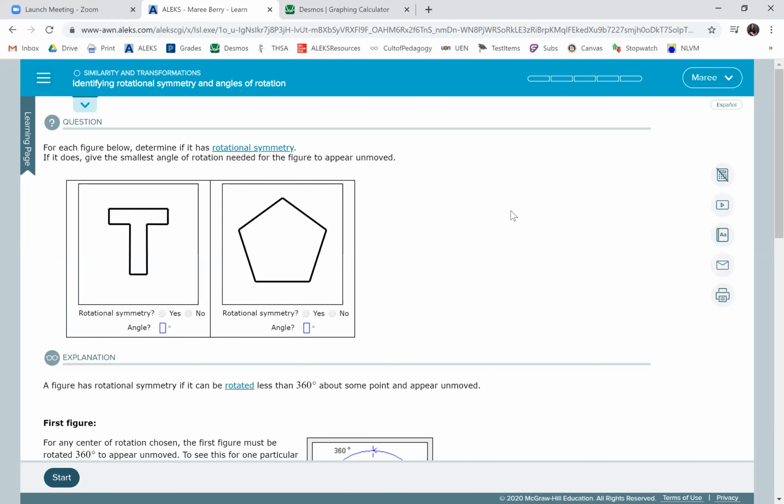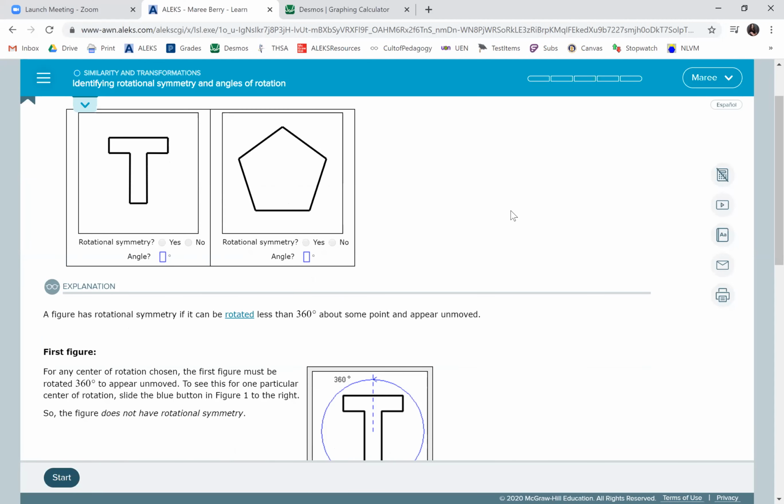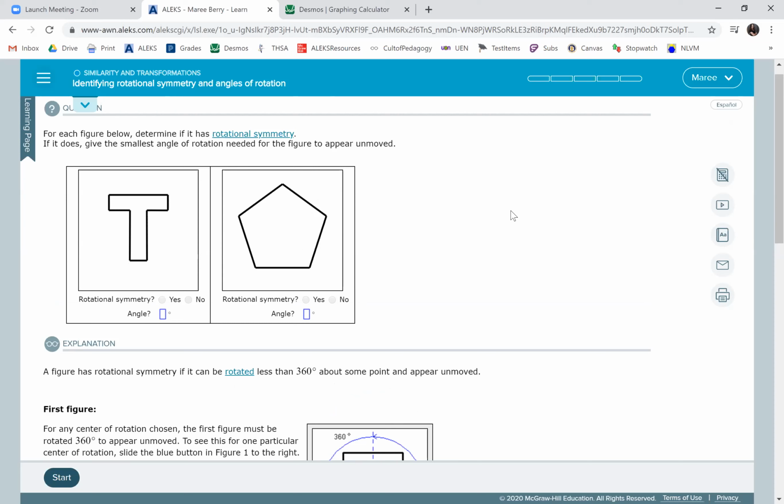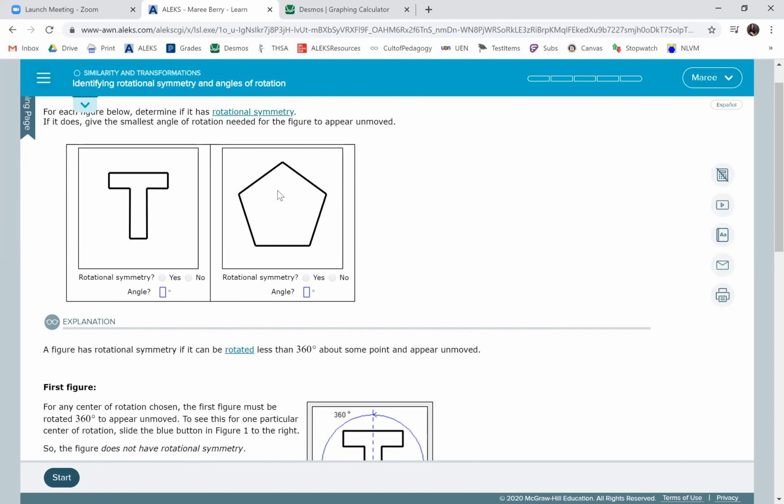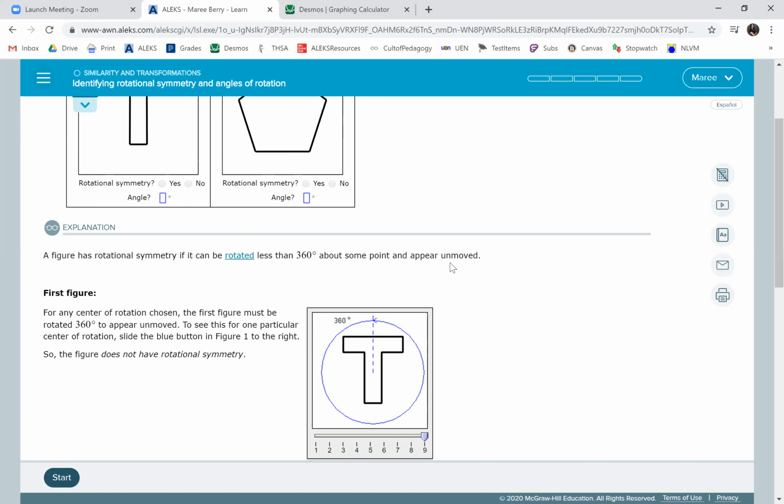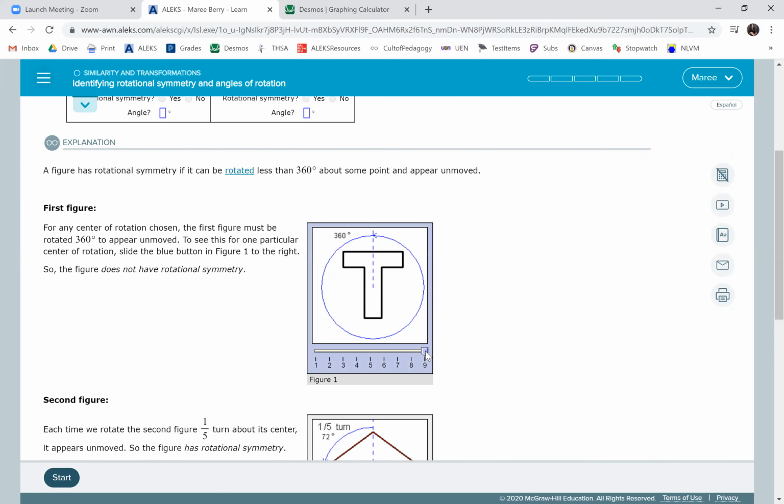This looks like it's going to be a super exciting lesson because they give us a way to rotate figures around instead of turning your head around or taking your computer and turning it upside down. So for example, they have this letter T and this pentagon, and you can use this little scale and it'll turn it around for you. If you can see the original figure before you get all the way around, then it has rotational symmetry.